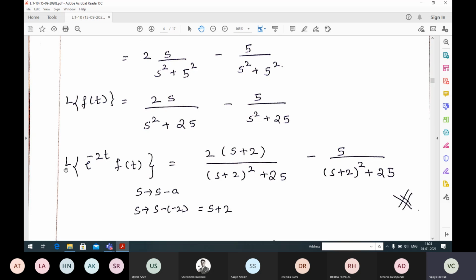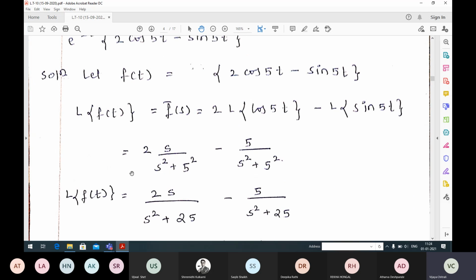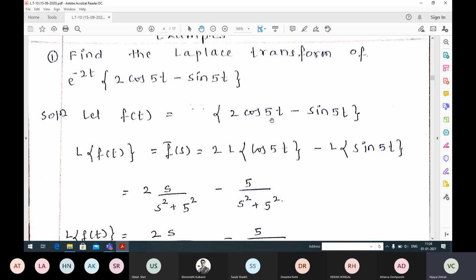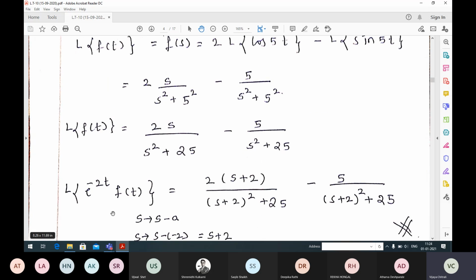Now we want Laplace transform of e raised to minus 2t into f of t. Why f of t we have taken? Because f of t is 2 cos pi t minus sin pi t. So we have written in place of this f of t.